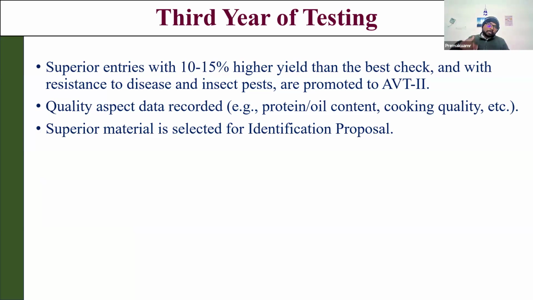You have to propose that variety. Okay, this variety is performing superior in all these, IVT, AVT1, AVT2. This variety may be regarded for release. It is just a proposal. Okay, it is not decided. It has to be released.